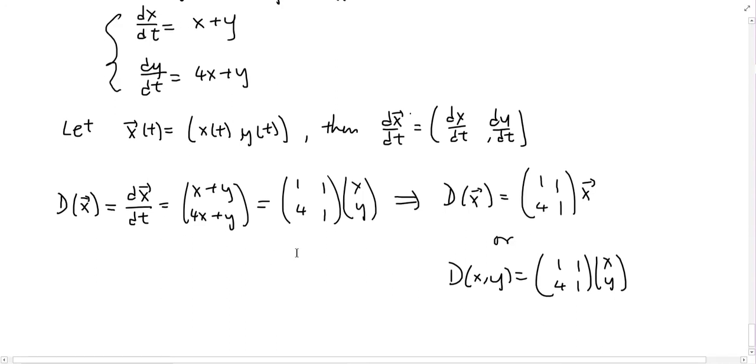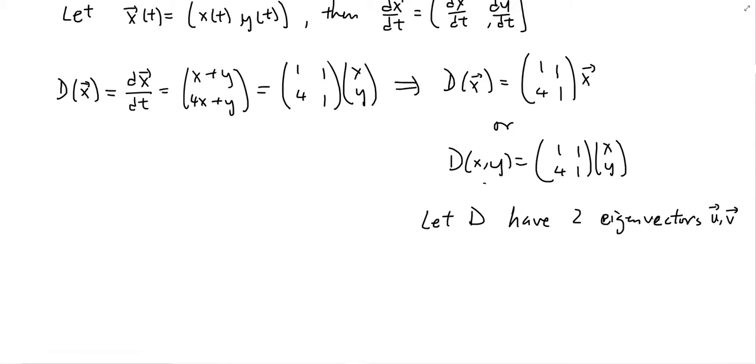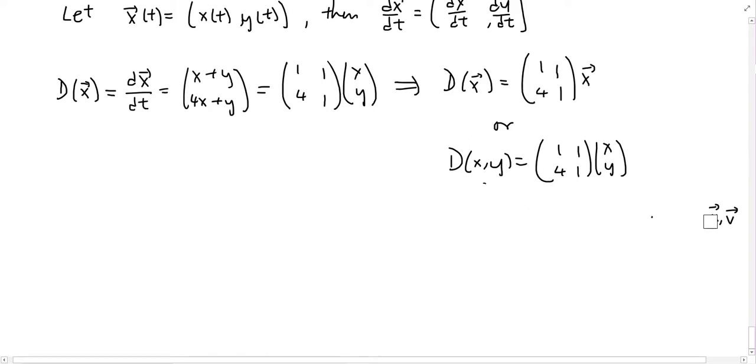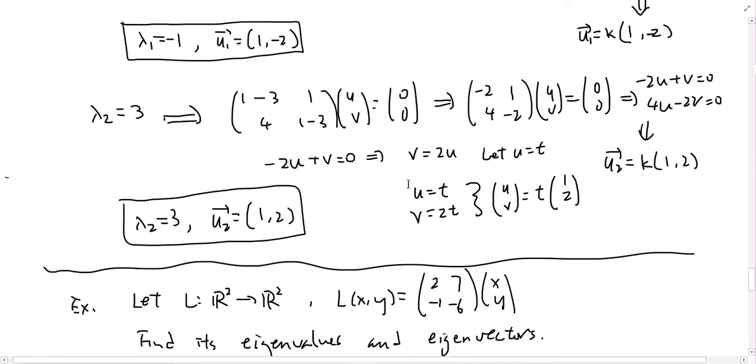What do we know? We do know the following. We do know that this system actually works out as the following. Let's say let D have two eigenvectors. Actually, you know what? We actually do know the two eigenvectors and eigenvalues, so let's write them out. Let's take a look so that I remember what the two eigenvalues are. Okay, 1, 2, and 1, -2.